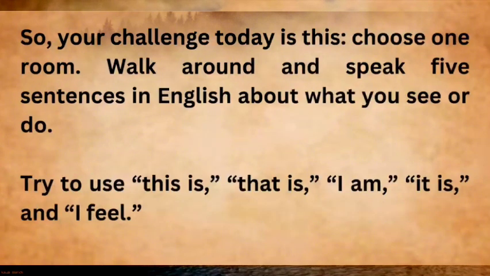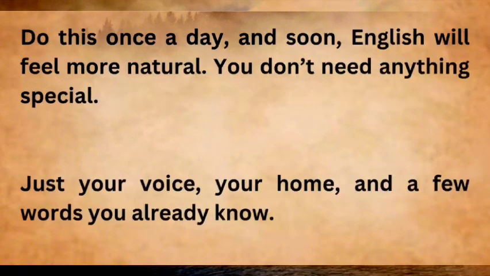So, your challenge today is this. Choose one room. Walk around and speak 5 sentences in English about what you see or do. Try to use this is, that is, I am, it is, and I feel. Do this once a day, and soon English will feel more natural. You don't need anything special. Just your voice, your home, and a few words you already know.